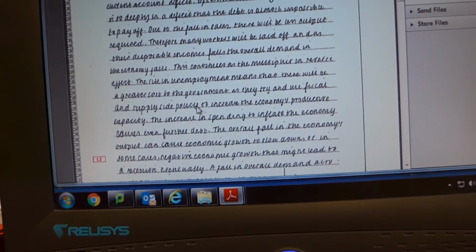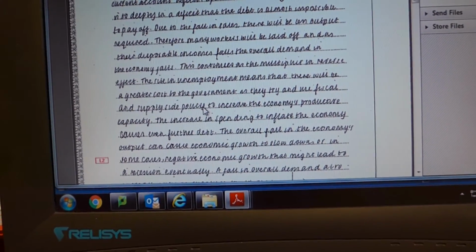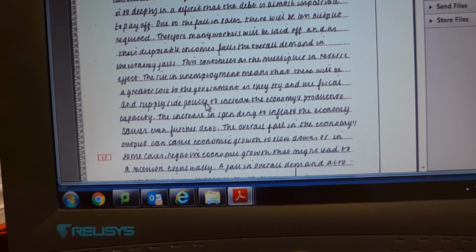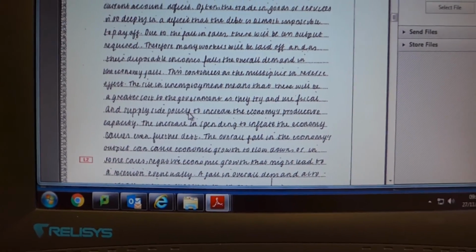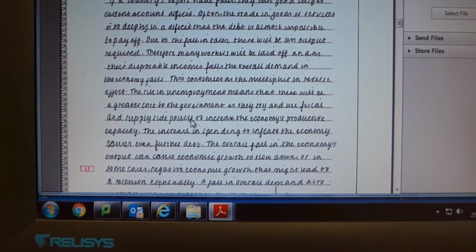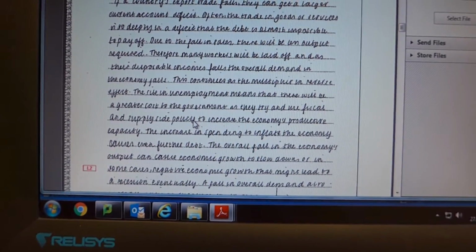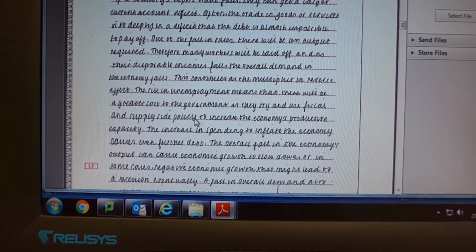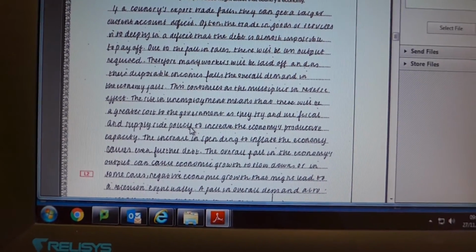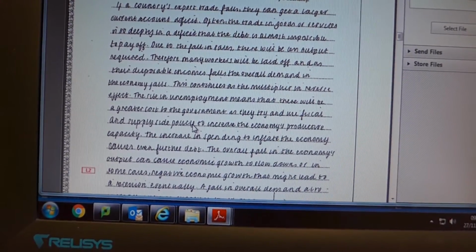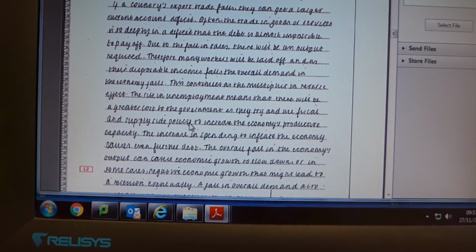Now really, this candidate has done enough already to get the marks for this. Basically, draw a diagram, show aggregate demand falling as a consequence of exports falling, show that that means the economy may indeed start to contract, the consequences of that being increased unemployment. That is really all you've got to do here.